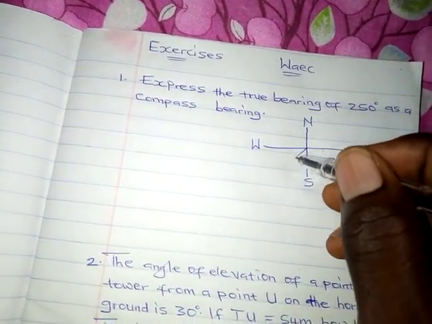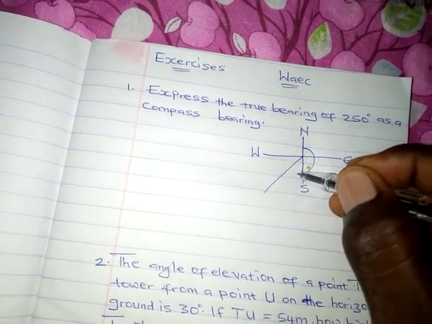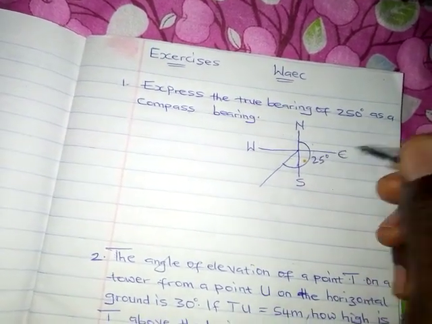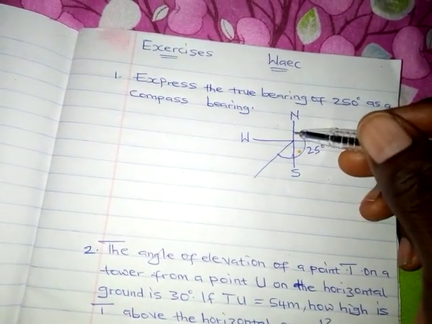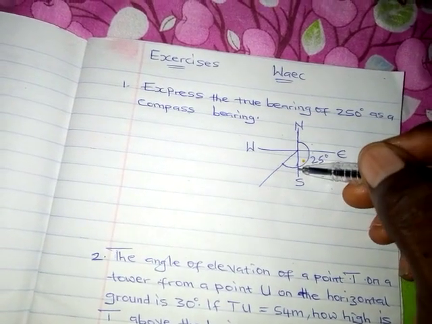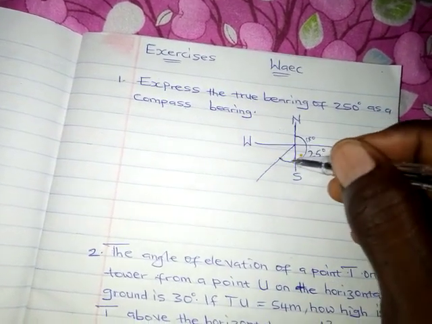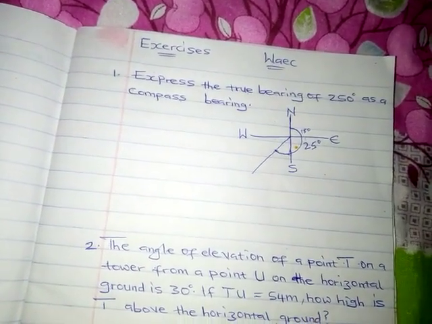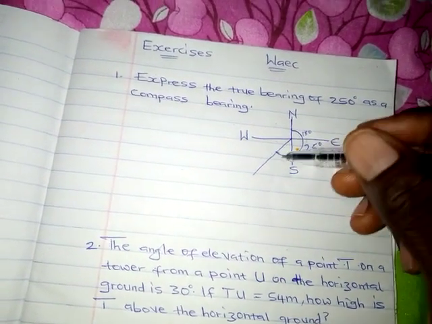So we draw a line to represent it. So from the beginning down to this line here is 250 degrees. And from what I've said already, from this north line to this south line is 180 degrees. So we are looking for this small angle here, because compass bearing is also called an acute bearing, is always less than 90 degrees. So we are looking for this small angle here.